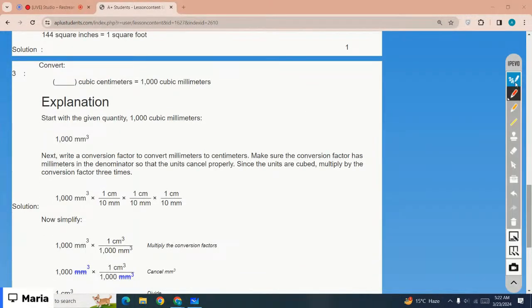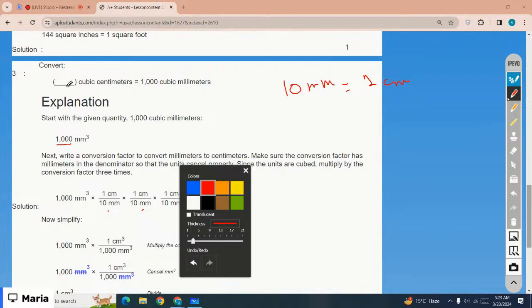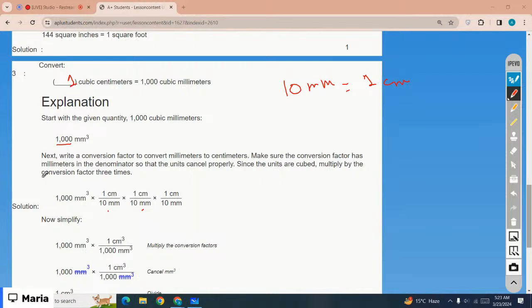That is 1000 cubic millimeters equal how many cubic centimeters? You have to convert from millimeters to centimeters, right? So 10 millimeters equal 1 centimeter, right? So you have 1000 cubic millimeters. Because that is a cube, you have to divide by 10 millimeters, 10 millimeters, and 10 millimeters, right? So they cancel out each other. You are left with only 1 cubic centimeter. Got it? Let's just start with the test questions.